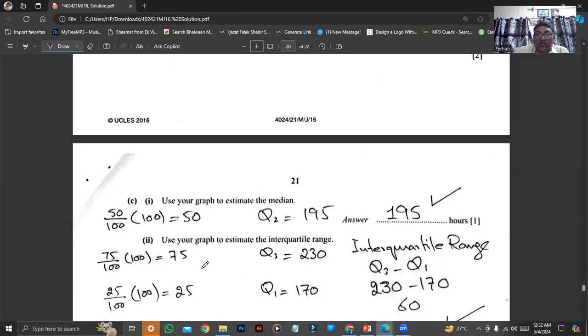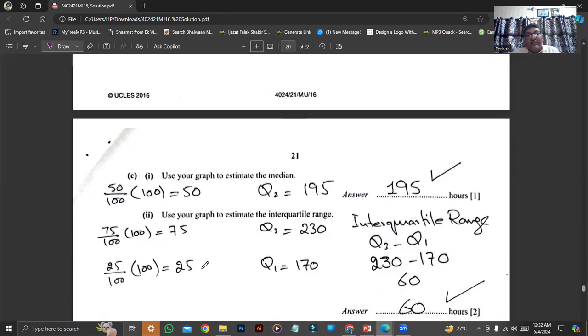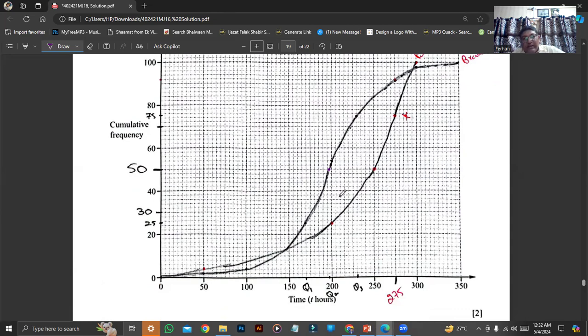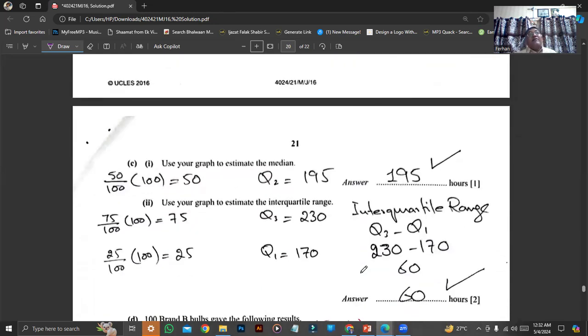Then they want me to find the interquartile range. For the interquartile range, we will have the third quartile and the first quartile. For the third quartile, we find 75% of 100, and that will be 75. So on the y-axis, I will find where the 75 is, and from there I will go to the graph. Then I will check what the x value is below this point. This is Q3, something like 230, I think. Yeah, it is 230.